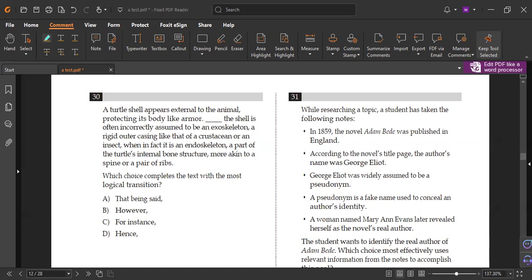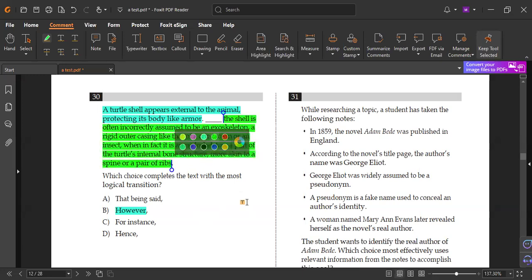I think it's B. However, so it is, however, sure. So you're sure or no? Let's try. You said that we have contrast. What is the previous idea? This one? Is that opposite?